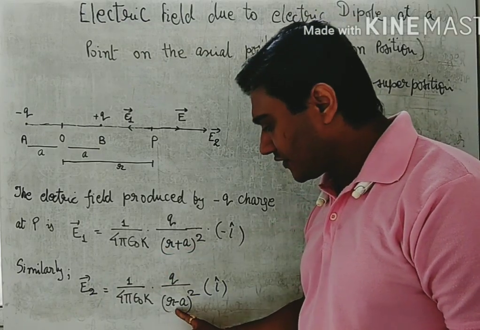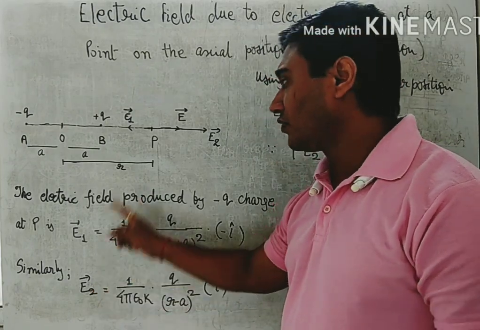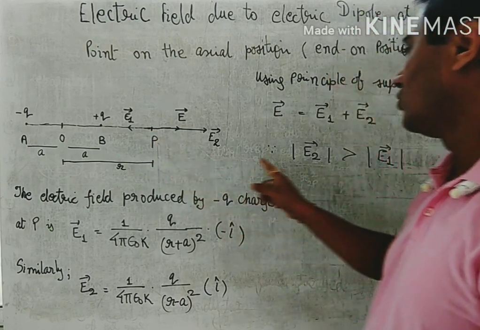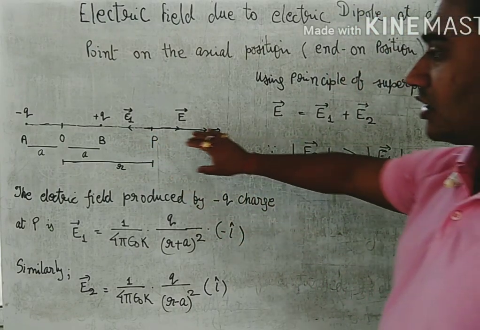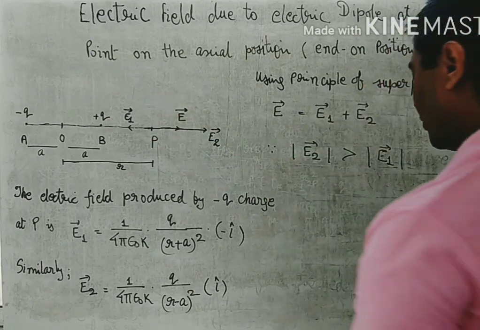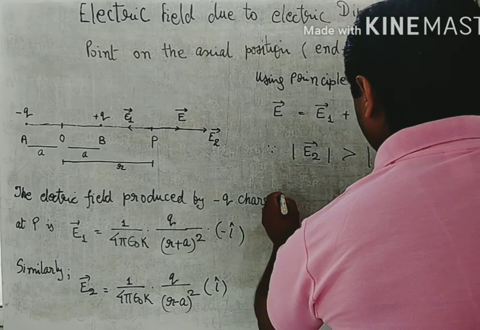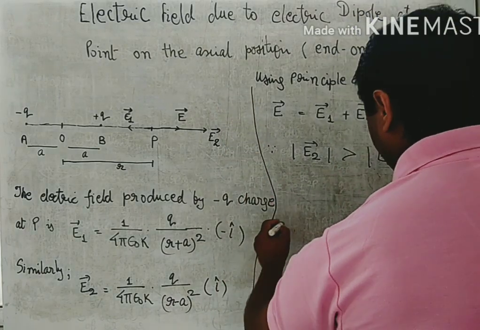So shorter distance will produce a stronger electric field at this point P. For that reason, we are saying mod of E2 is greater than mod of E1. So the resultant electric field will be taken along this E2 direction. So here now we write for the resultant electric field.